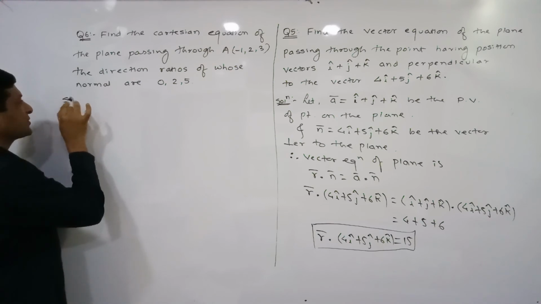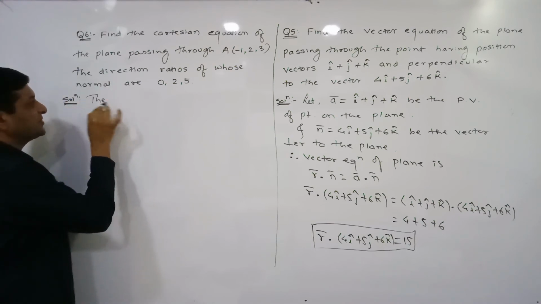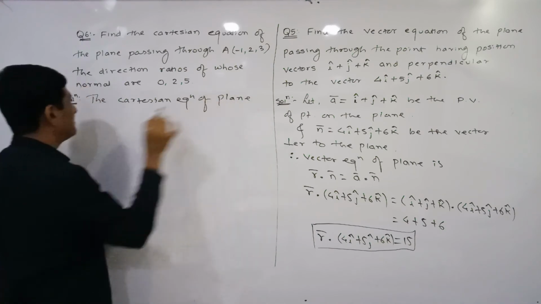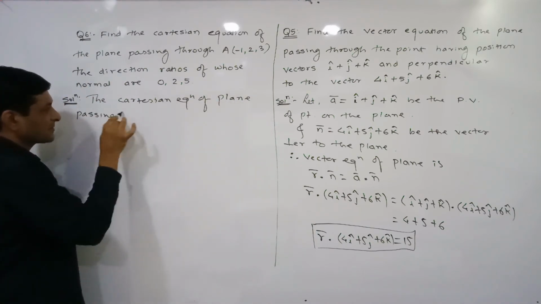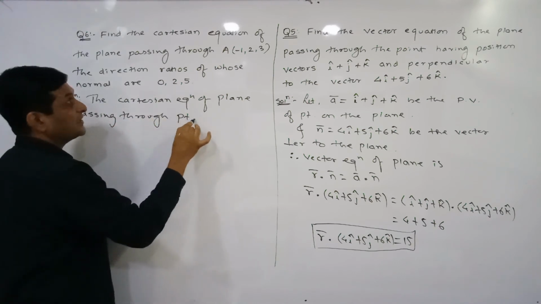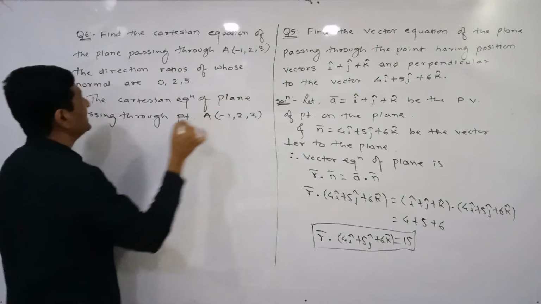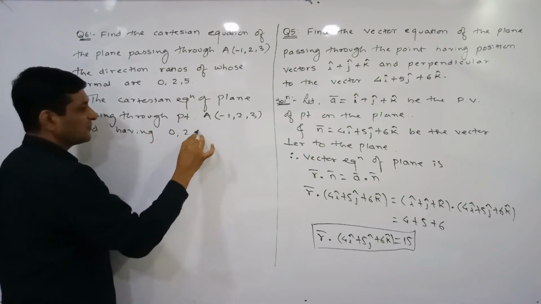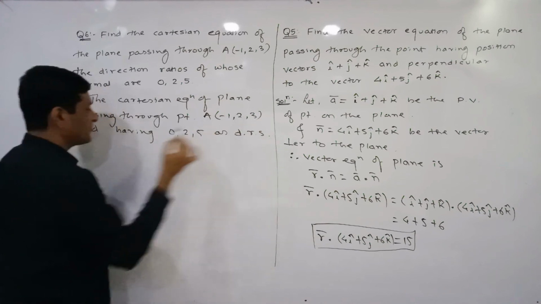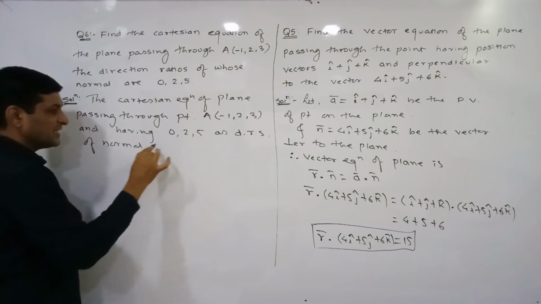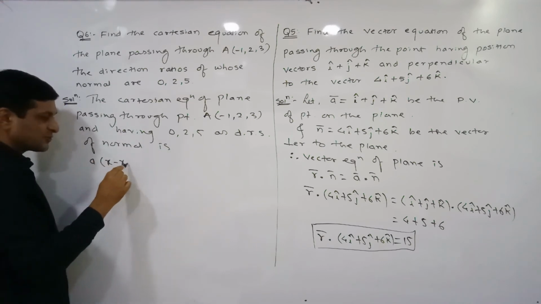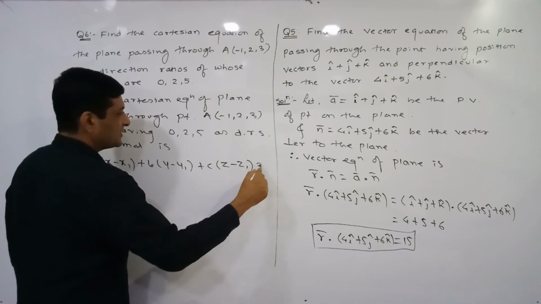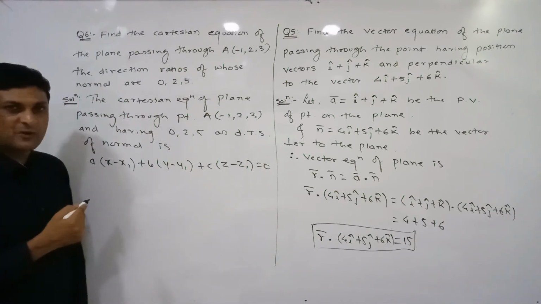Since both the values are given to us, we are easily able to find the required Cartesian equation of the plane. So here we can say that the Cartesian equation of the plane passing through the point A, whose coordinates are -1, 2, 3, and having 0, 2, 5 as direction ratios of the normal, is, what is that formula? a into x minus x1 plus b into y minus y1 plus c into z minus z1, equals 0 on this side, keep it as it is. Applying this formula, we are able to find the Cartesian equation of the plane.